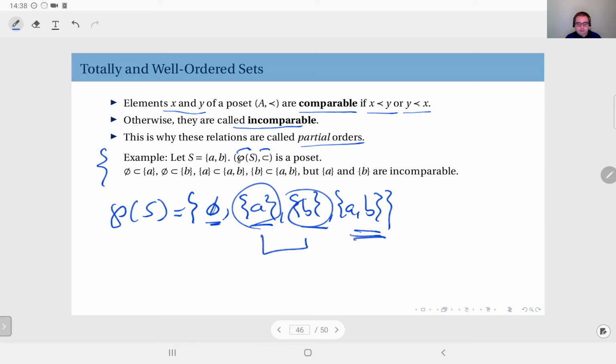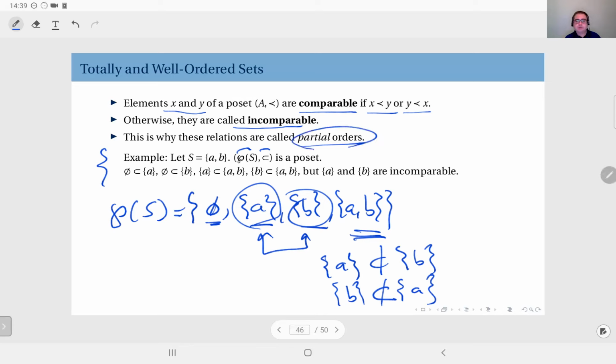But you see, these two are not related. They are incomparable. It's not the case that {a} is a subset of {b}, and also it's not the case that {b} is a subset of {a}. So in this case, we say that these singletons {a} and {b} are incomparable. We cannot compare them. Therefore, this is a partial order. It provides an order, but it's not a complete order. We do not know how to order {a} and {b}. So this is the reason we call these partial orders.